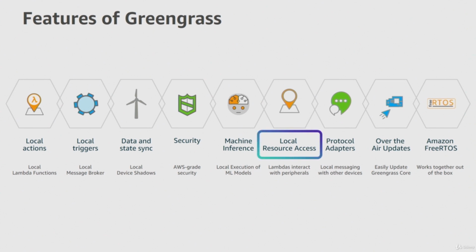You have local resource access. You can even do protocol conversion if you're not talking over standard protocols like MQTT. Over-the-air updates is also supported, so you can manage and update your devices from time to time over the air from the cloud. And finally, if it's a microcontroller device running FreeRTOS, it can also talk to a Greengrass appliance. So now you understand some of the features of Greengrass.